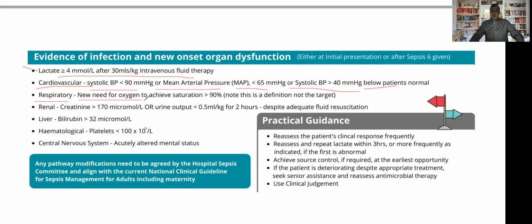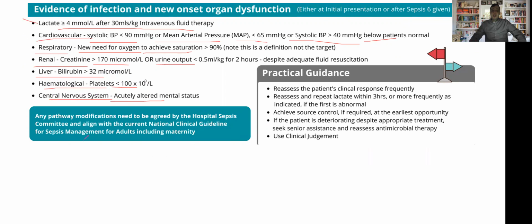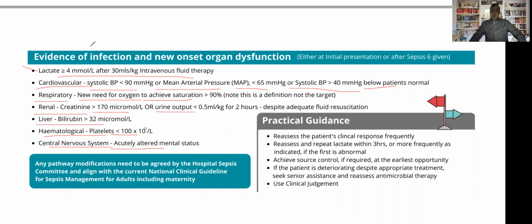Respiratory: new need for oxygen to achieve saturation more than 90%. Renal: creatinine more than 170, and our patient has creatinine 250. Urine output less than 0.5 ml per kg for 2 hours, despite IV fluid. Liver: bilirubin more than 32 micromole per liter. Hematological: platelets less than 100. Central nervous system: acute altered mental state. These are evidence of infection and new onset of organ dysfunction.